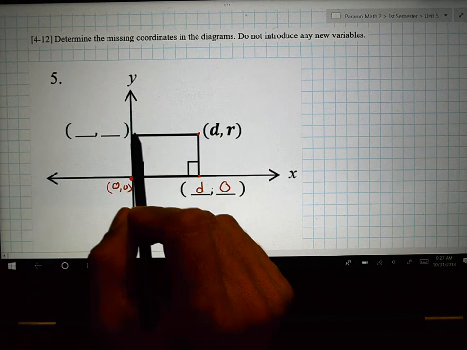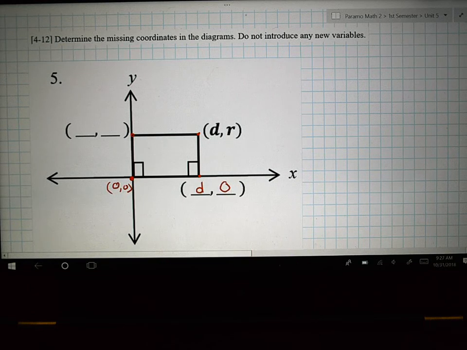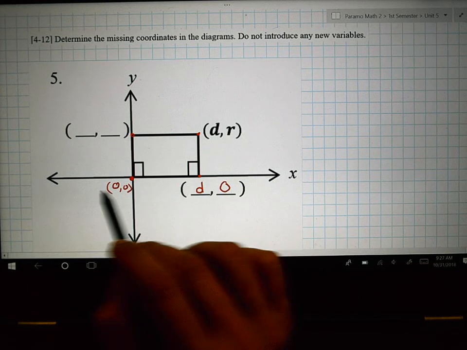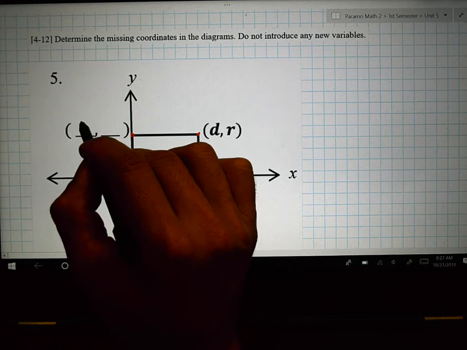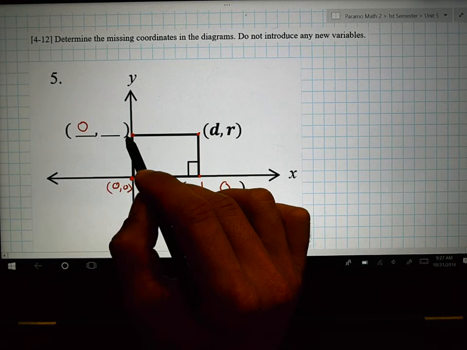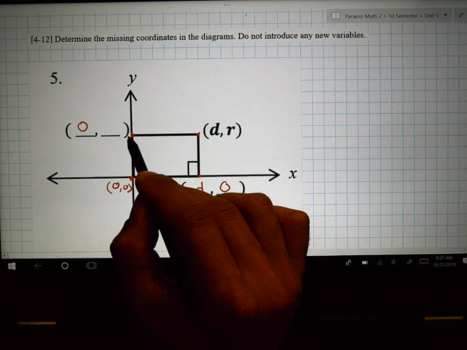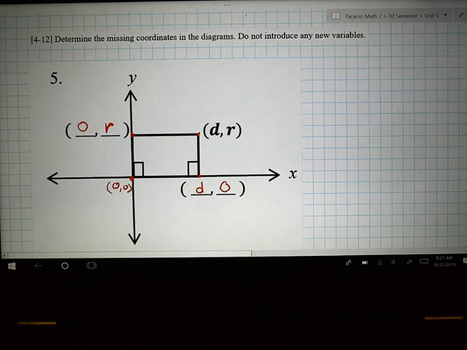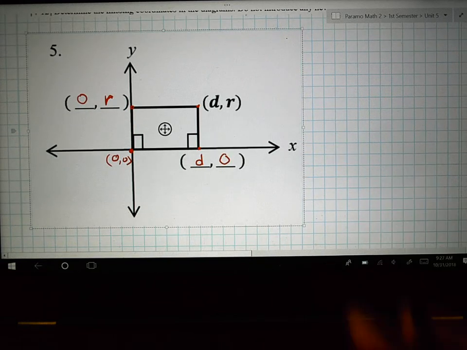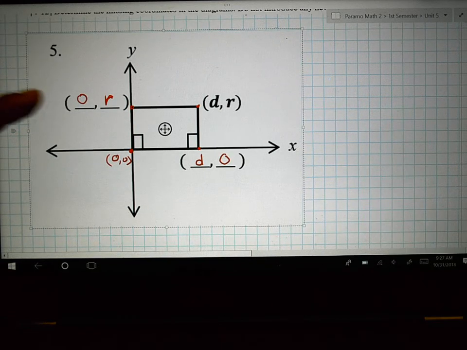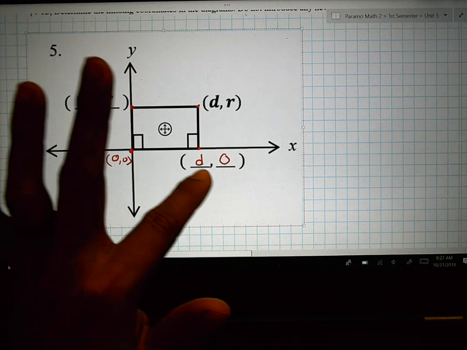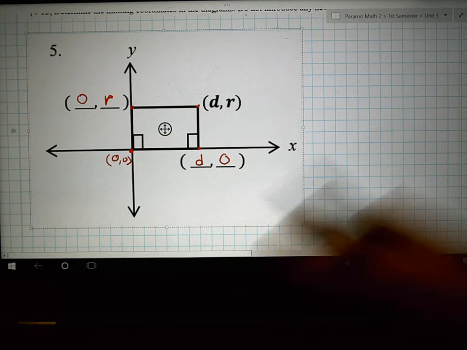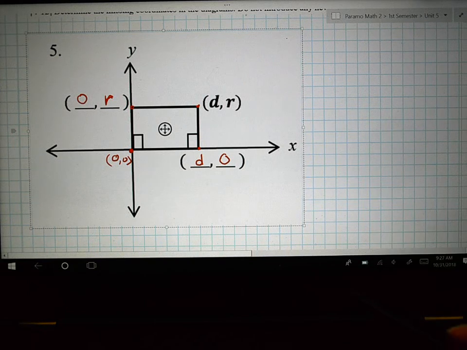Let's go over here to this corner, top left. I went 0 units left and right. And how far up did I go? Since I went up a vertical distance, that's the second letter. The second letter vertical is R. And so what you're going to be doing during this whole worksheet is putting in like a 0, comma R, D, comma 0, 0, 0, and you're filling in the gaps using that information. Any questions about that?